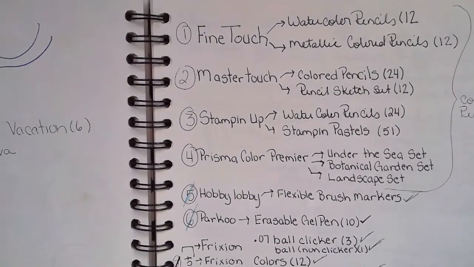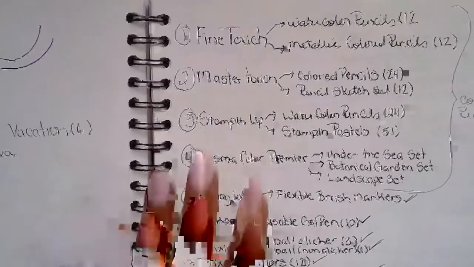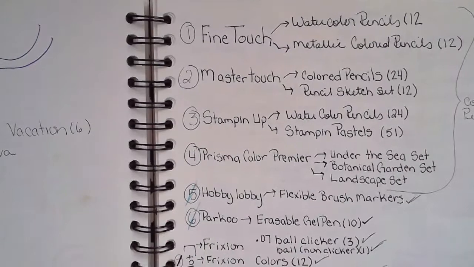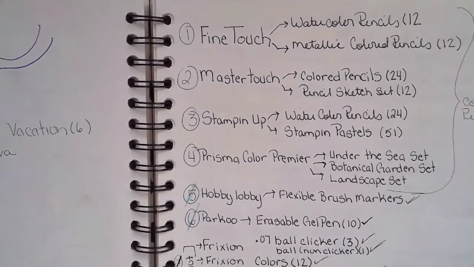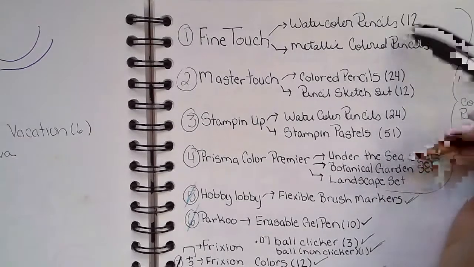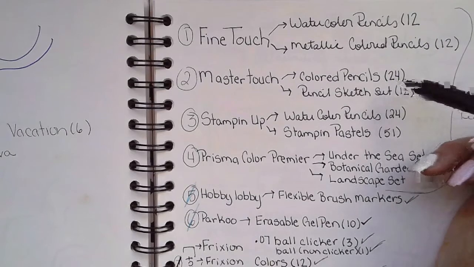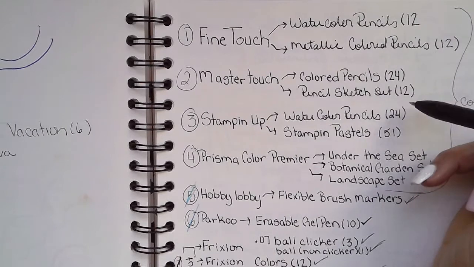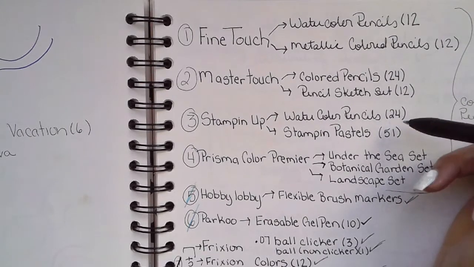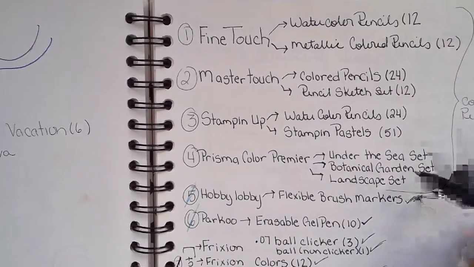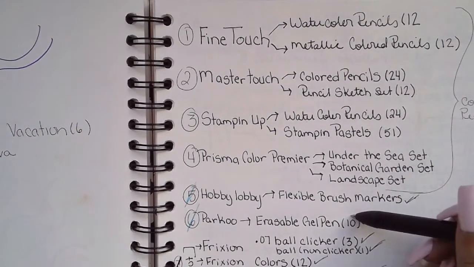Okay, so I'm taking a look at my list that I made when I inventoried everything. Some of my pens I keep in the box, some of my pens, markers, and colored pencils, so they won't go into this photo case. So my Fine Touch colored pencils, those stay in their cases. So do my Master Touch because they came in those tins. My Stampin' Up! Pastels and watercolor pencils also came in a case. The Prismacolor Premier, they come in their own metal case. Same with the Hobby Lobby flexible markers and the Parku erasable gel pens. So that brings us to our Pilot pens.